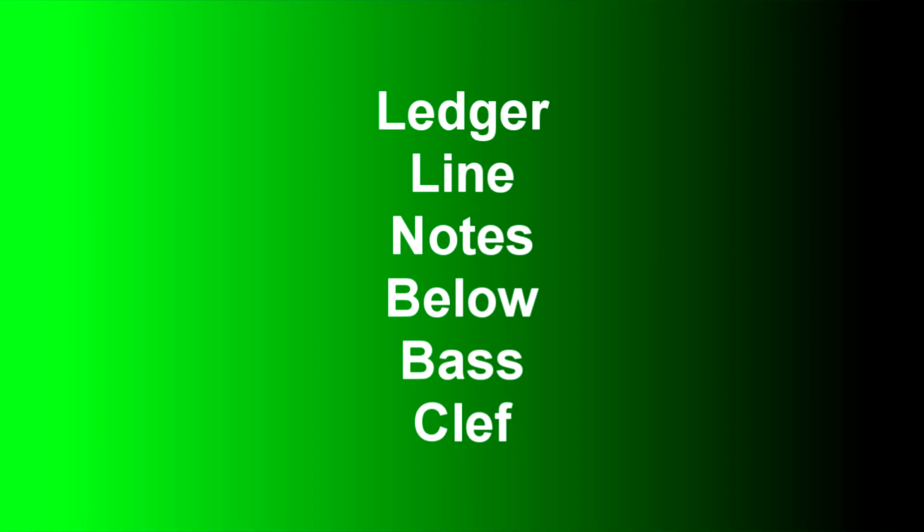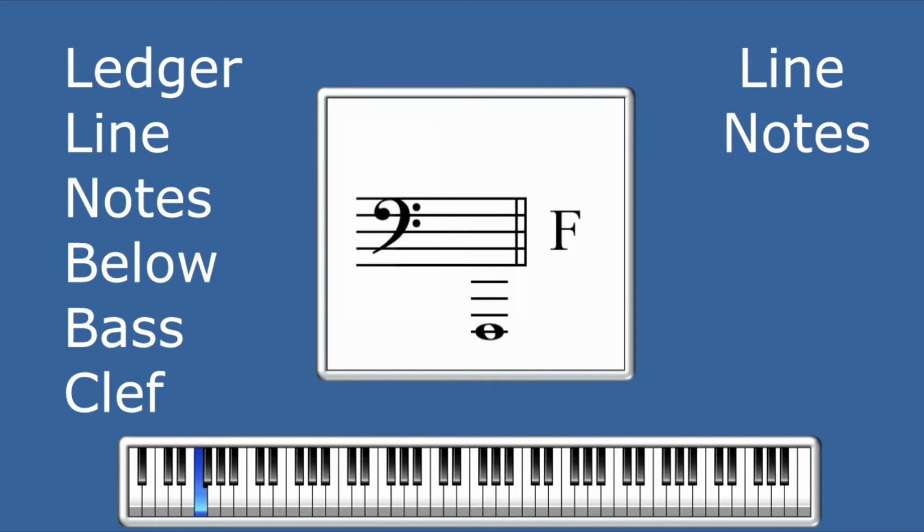Let's review ledger line notes now in the bass clef. Starting with the ledger line notes below bass clef: F, A, C, E. That's F1, A1, C2, E2.